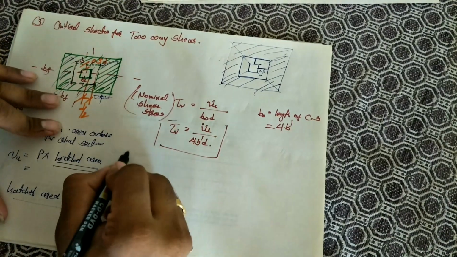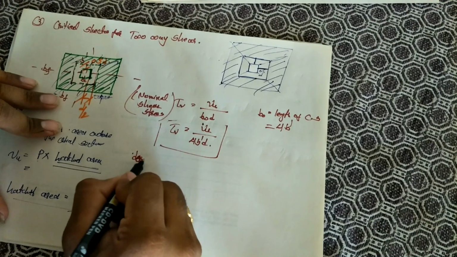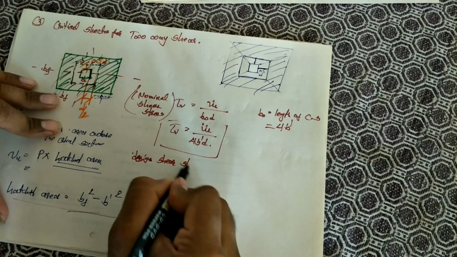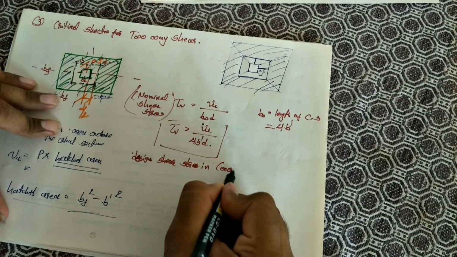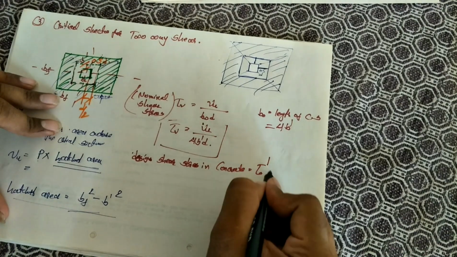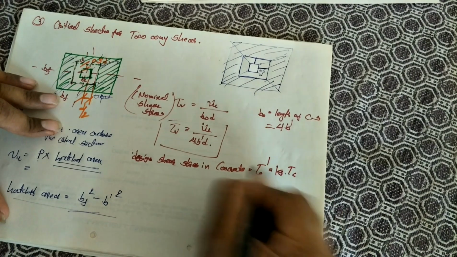Now this is your tau v and tau c. So tau c is your design shear stress in concrete, tau c dash is equal to Ks into tau c.